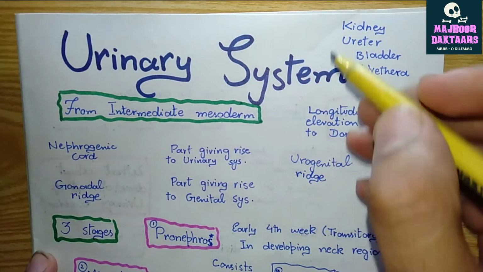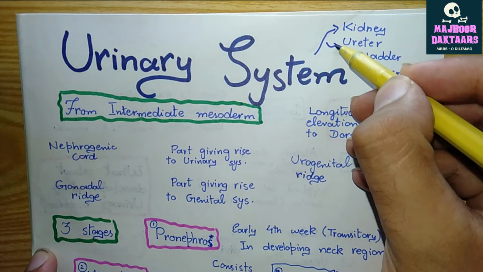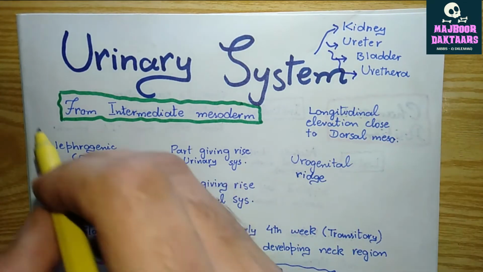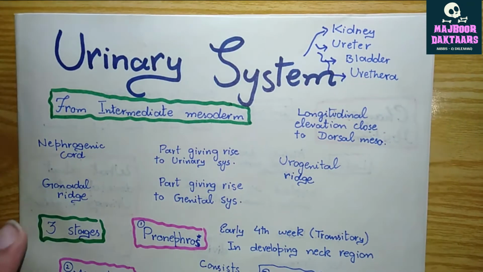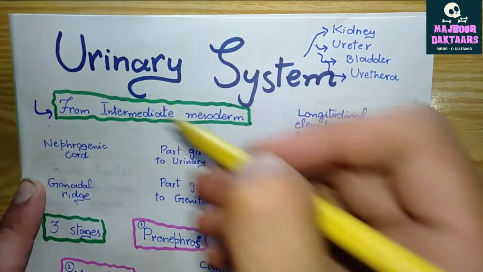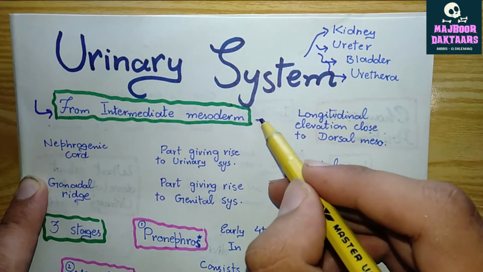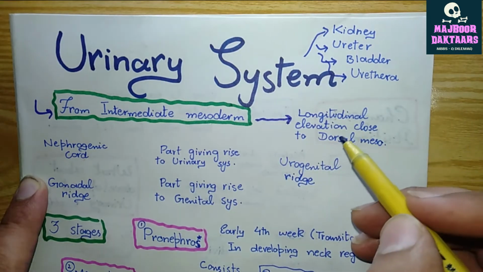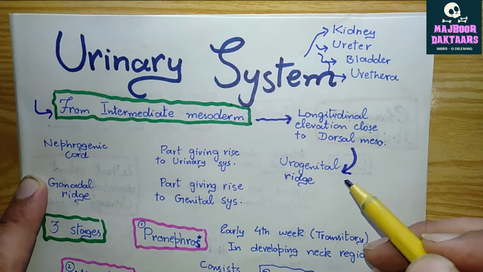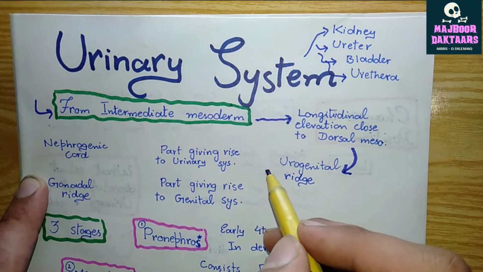Urinary system. The urinary system consists of kidney, ureter, urinary bladder, and the urethra. Now the urinary system develops from the intermediate mesoderm. The intermediate mesoderm close to the dorsal aorta condenses to form urogenital ridges. These urogenital ridges consist of two parts.